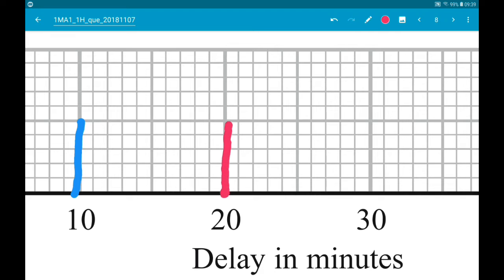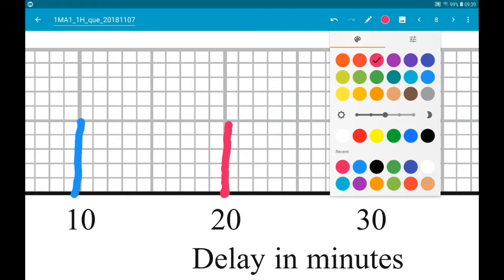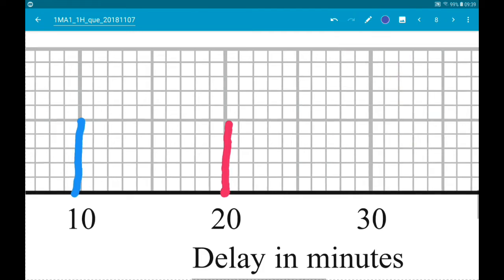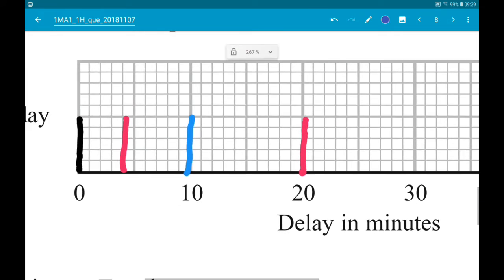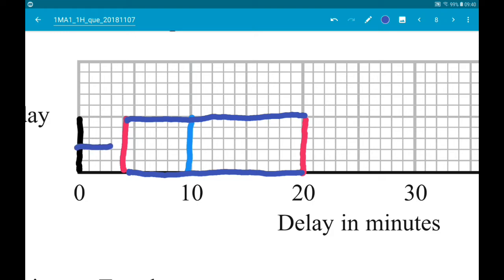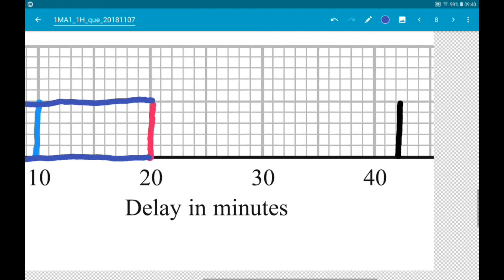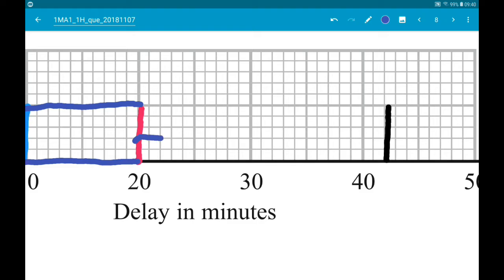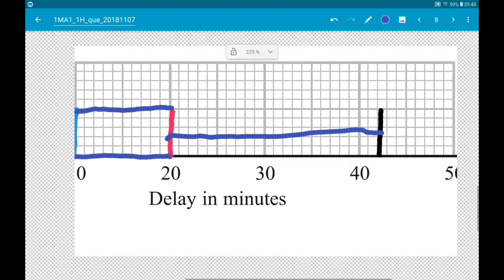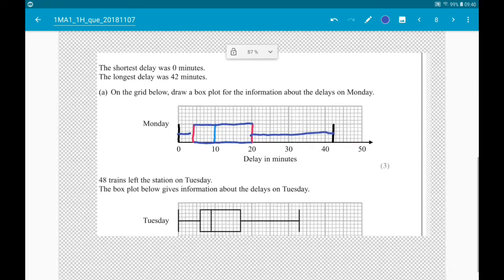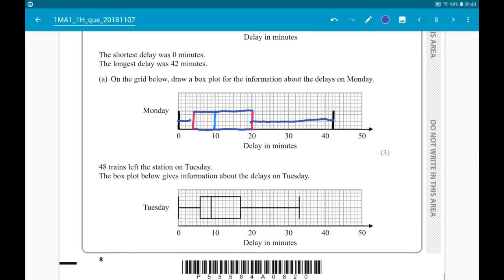So then, we just need to draw the box. So obviously you don't need to use different colours. I'll just use them to show different parts. And in the real thing, make sure you use a ruler. So that is our box plot.